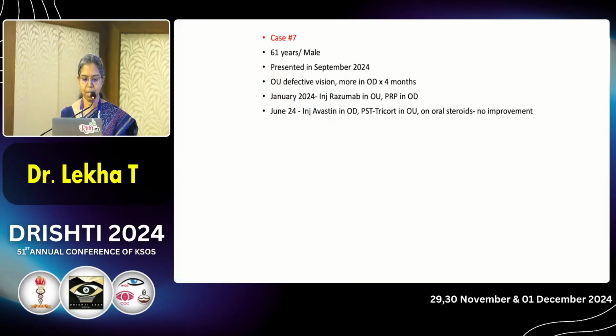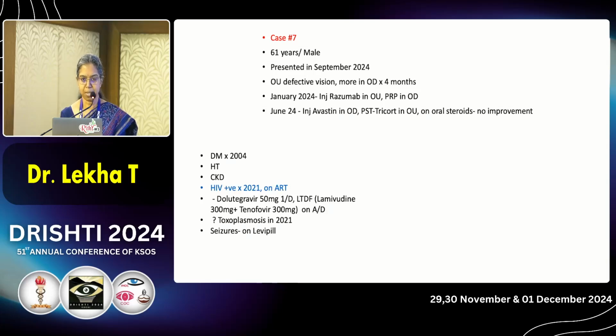This is my last case, a 61-year-old male who has been having defective vision for the last few months, already undergone anti-VEGF injections and PRP in one eye, and he was also treated for inflammation elsewhere with periocular and systemic steroids. Systemic history revealed diabetes, hypertension, CKD, and HIV, and he was on ART.